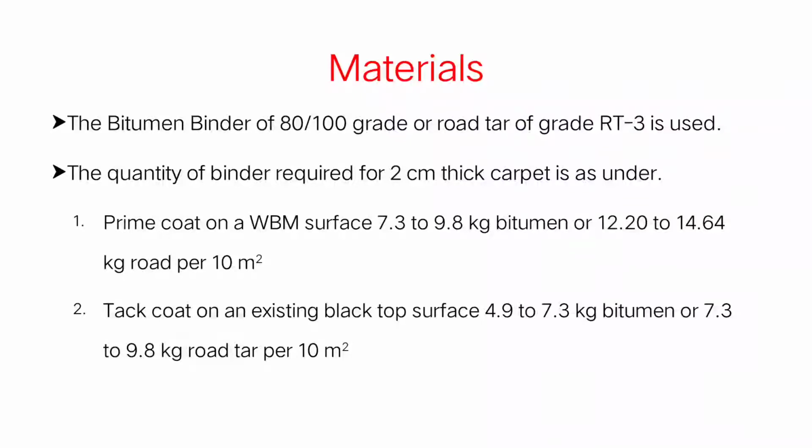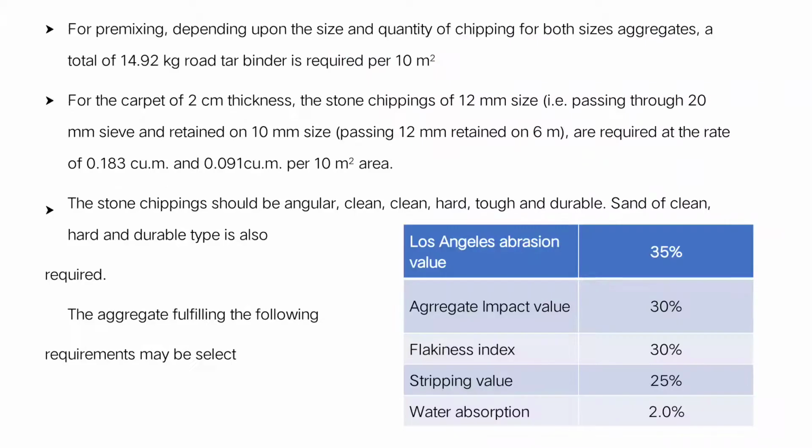Tack coat on an existing blacktop surface, if you are going to provide it, will be 4.9 to 7.3 kg bitumen or 7.3 to 9.8 kg road tar per 10 square meter of area. For pre-mixing, depending upon the size and quantity of chipping for both sizes of aggregates, a total of 14.92 kg road tar binder is required per 10 square meter of area.